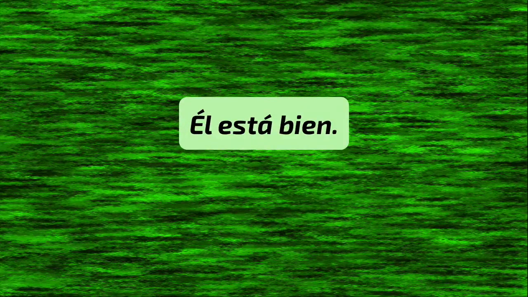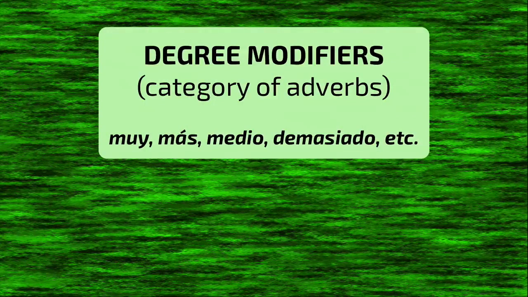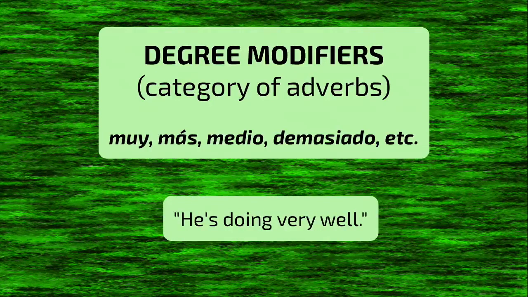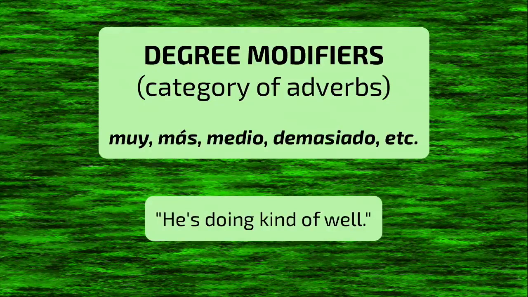Our previous example, he's doing well, or él está bien, can be strengthened as he's doing very well, or él está muy bien. So muy always has to have another word after it, generally an adjective or an adverb. That's because it falls into a particular category of words, which I call degree modifiers. This can be demonstrated simply by replacing very with other degrees. Instead of he's doing very well, we can say he's doing extremely well, which would be stronger, or he's doing kind of well, which would be weaker. These are all different strengths or degrees of being well.